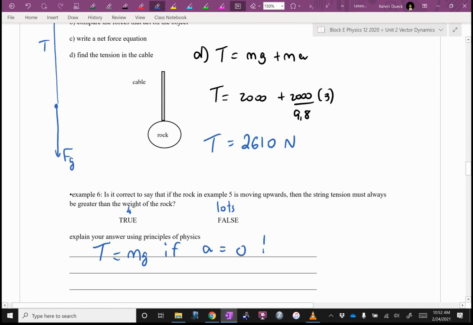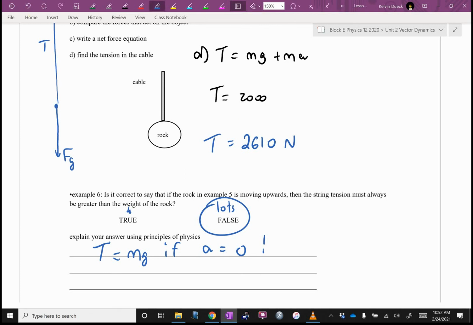If you're moving upwards, this is why I said moving upwards. I didn't say accelerating upwards. I said moving upwards. If you're moving upwards at a constant speed, well, then when you set up your winner minus loser, what would A be if you're at a constant speed, Jack? What's A exactly as a number if you're at a constant speed? What's M times 0? What's anything times 0? And so you would end up just with tension exactly equaling 2,000.